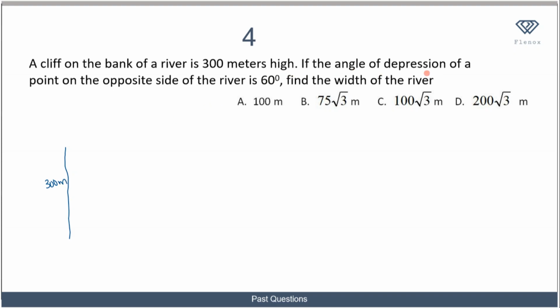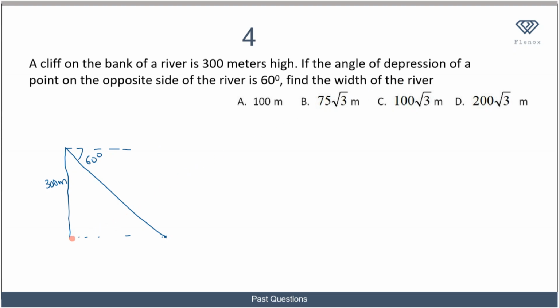If the angle of depression of a point on the opposite side of the river, so now you have a river towards the side, and this is the opposite side of the river. The angle of depression from the top of the cliff to a point on the opposite side of the river is 60 degrees. And if you recall, the angle of depression is the angle that the line of sight makes with the horizontal distance. So the angle here is 60 degrees and not the angle here. So it's the angle with the horizontal. That makes the angle here 60 degrees. Find the width of the river.